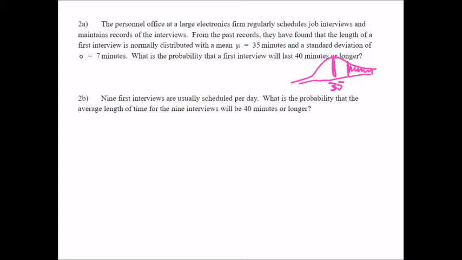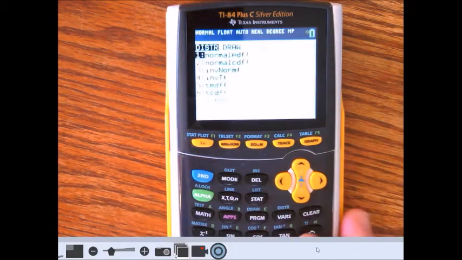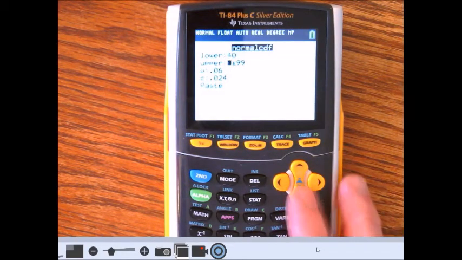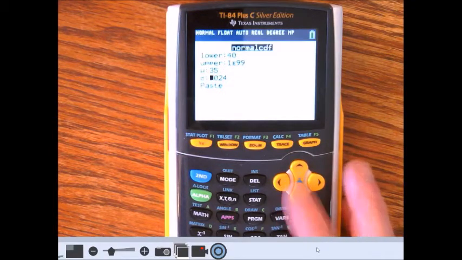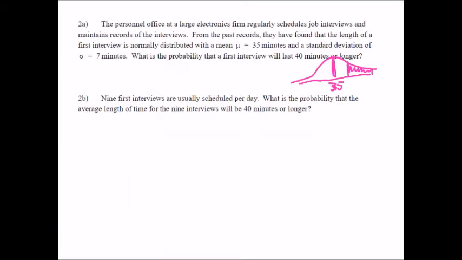If we take a look at the calculator, I'm going to do second VARS, normal CDF. The lower is going to be 40. Upper is going to be 1E99. The mu was 35. The standard deviation was 7. And we get 0.238.